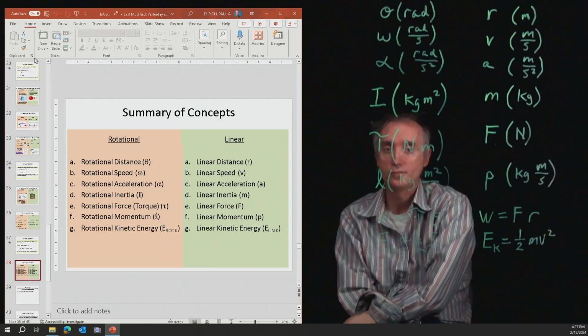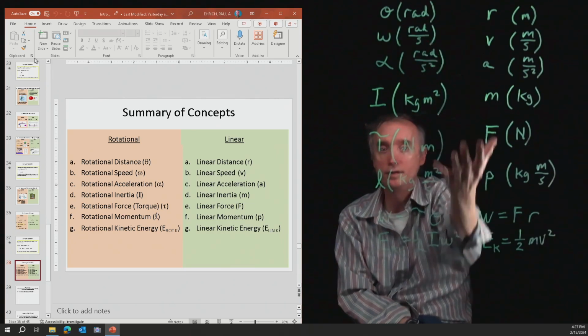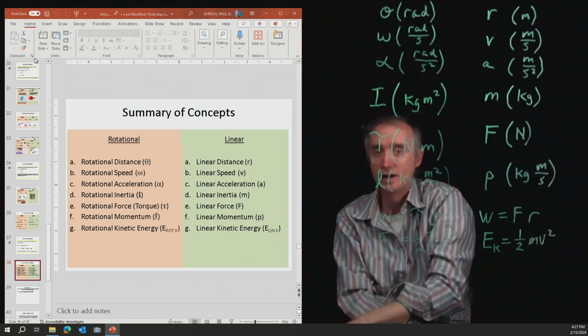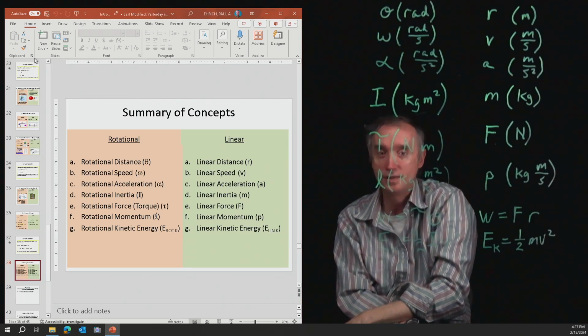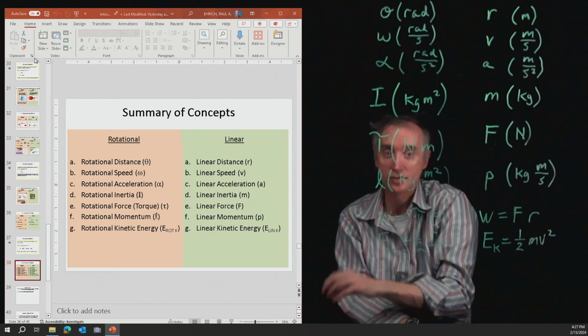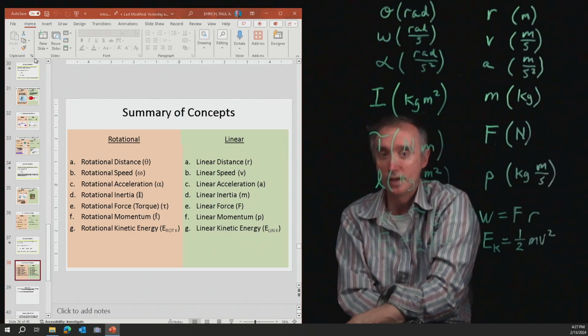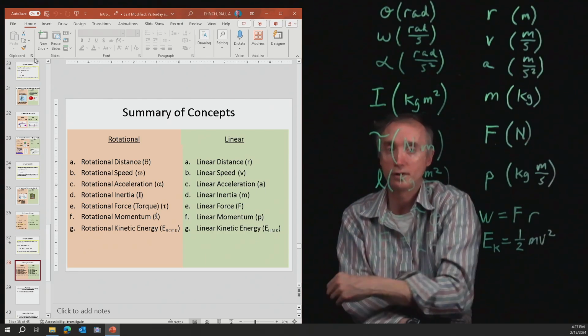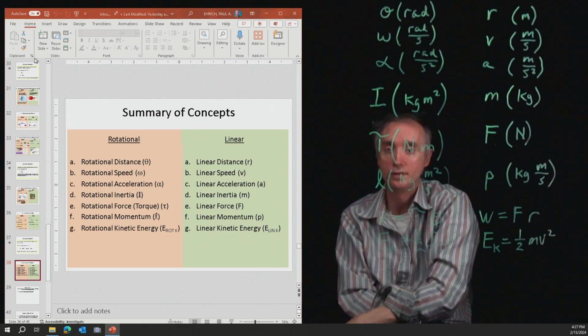So here we go. Everything that I've written here, I just wrote there. So you've got rotational distance, rotational speed, rotational acceleration, rotational inertia, rotational force, which is a torque, rotational momentum, and then finally rotational kinetic energy. And then over in the green part are the counterparts that go with it when something is moving sideways.